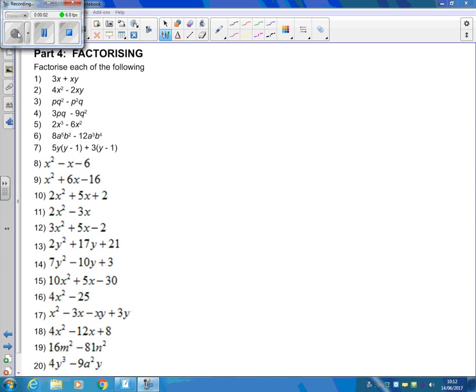Part 4 is all about factorising, something you're going to do in almost every question. There's a lot here, so I'm going to do 2 videos. This first one's just going to be the odd numbers.